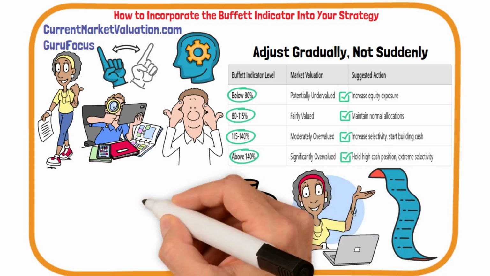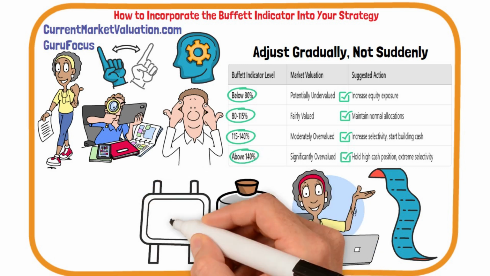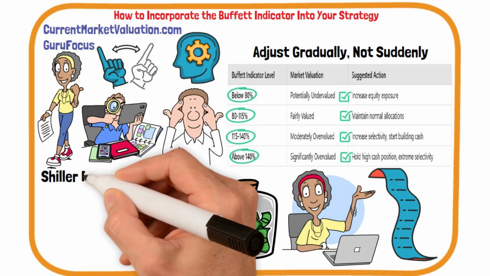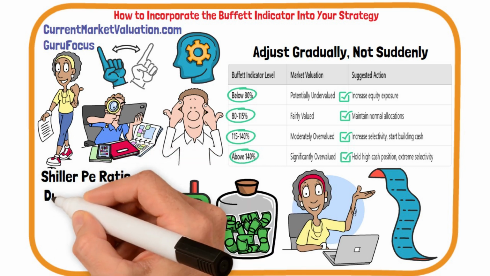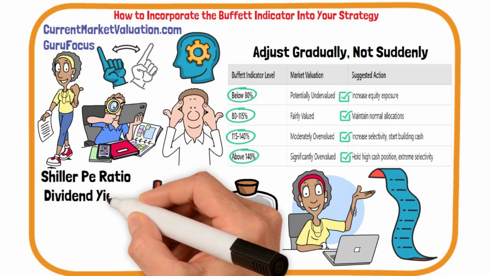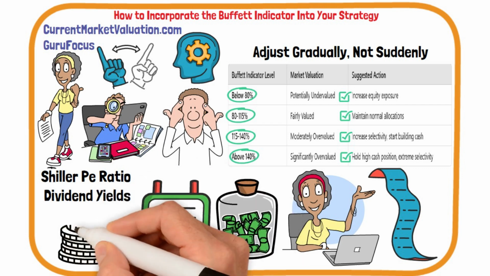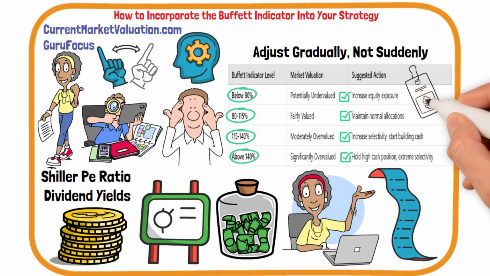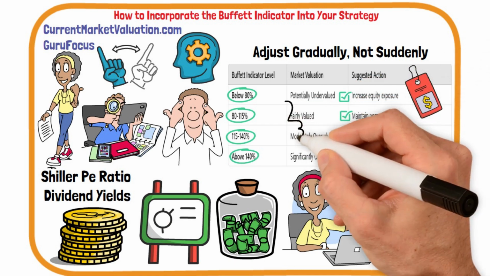Fifth, remember this is just one tool. Combine it with other valuation metrics like the Shiller P/E ratio or dividend yields for confirmation. Remember that Warren Buffett's investment advice isn't about avoiding stocks altogether. It's about being price-conscious and patient. Even at market highs, he continues holding excellent businesses for the long term.